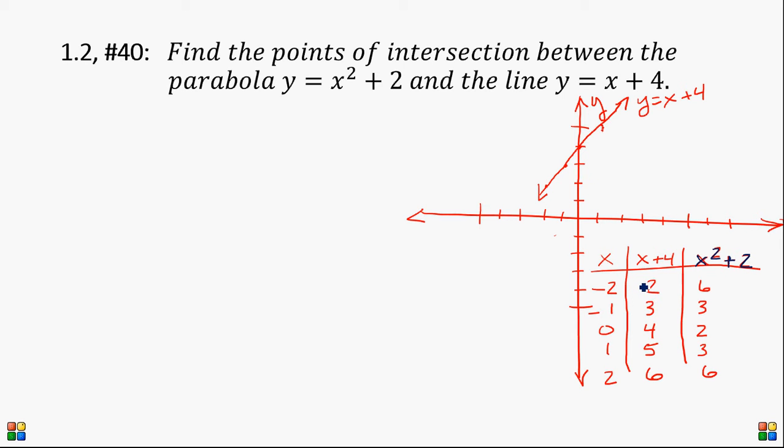So -2, I'm at 6, which is way the heck up here. At -1, I'm at 3, which is right about here again. And 0, I'm at 2, which is right here. And at 1, I'm at 3. And at 2, I'm at 6, which is up here again. So this parabola does a number like this.